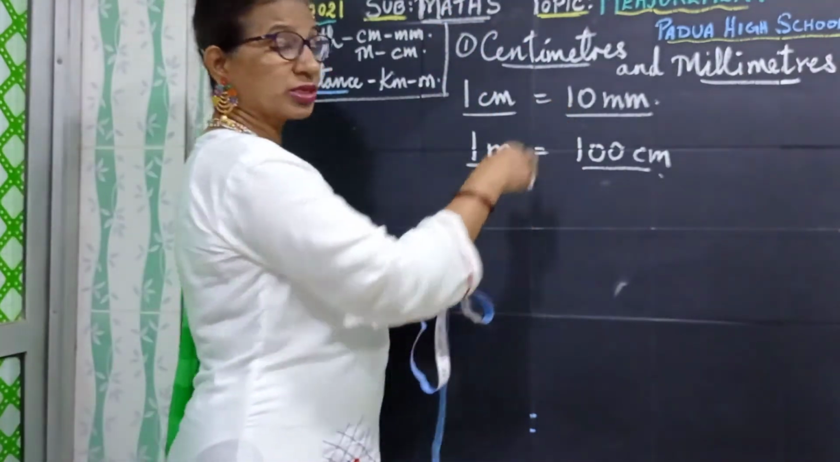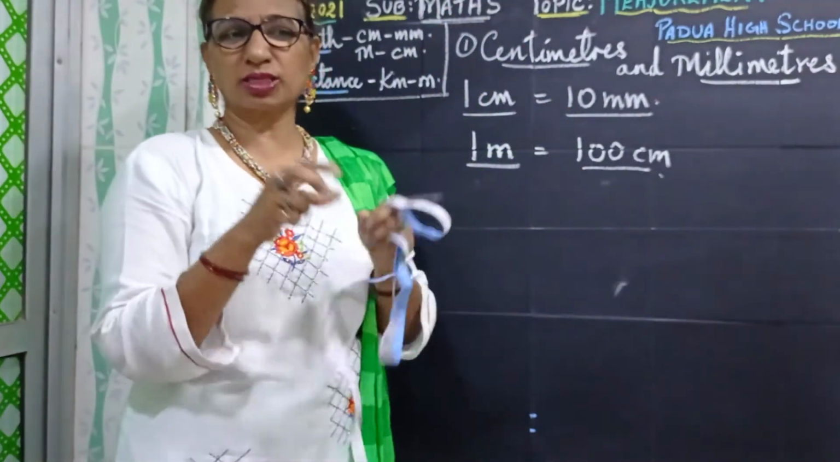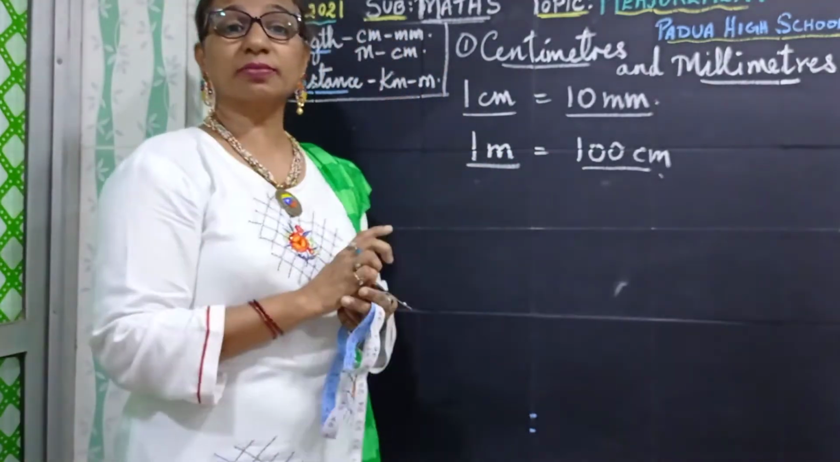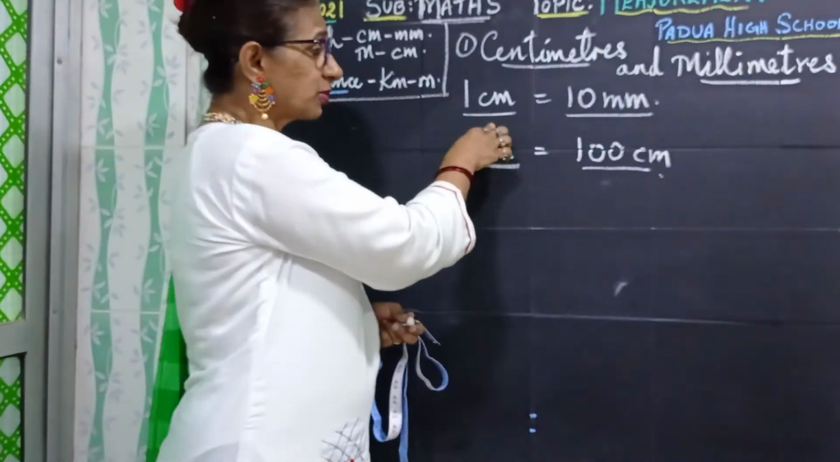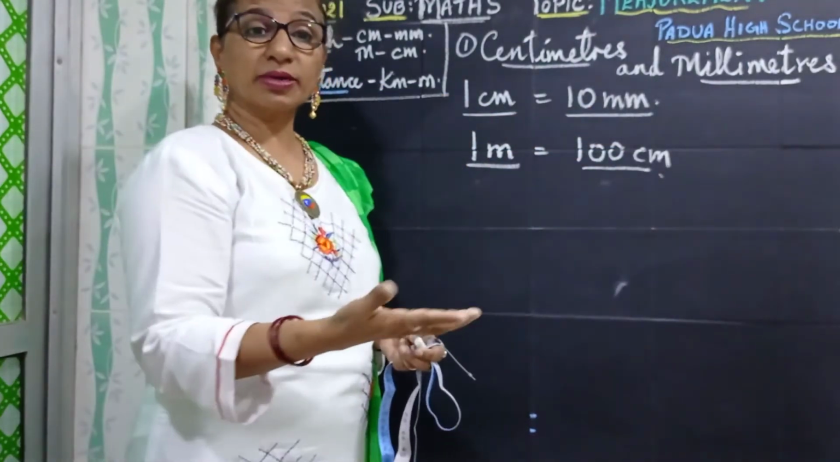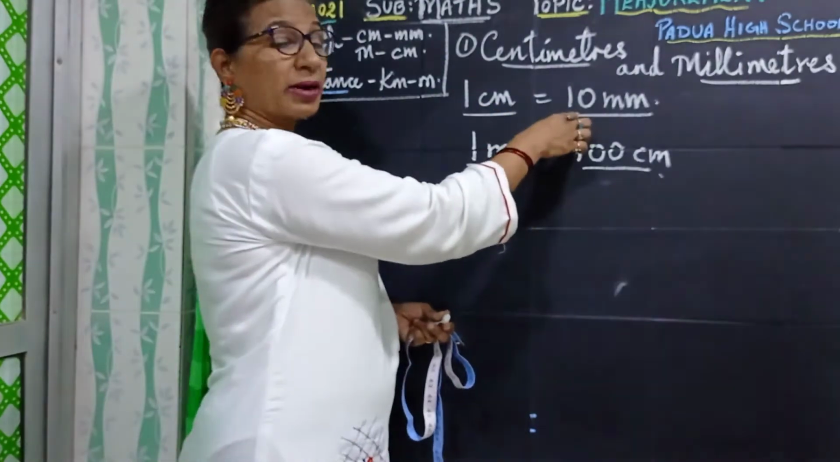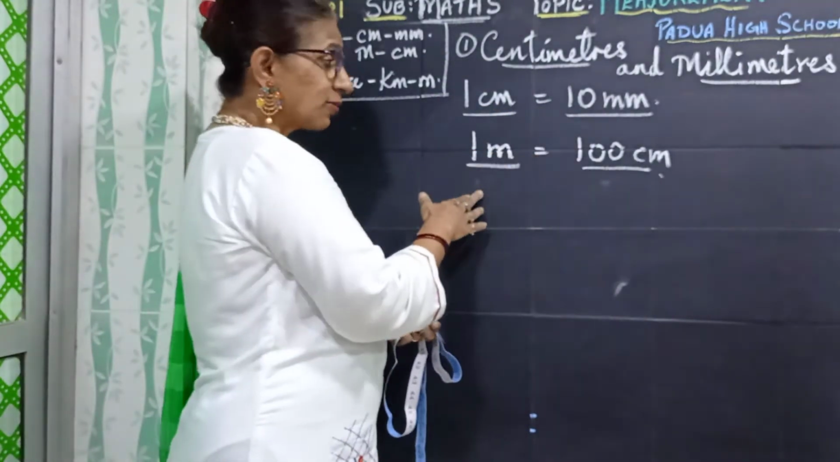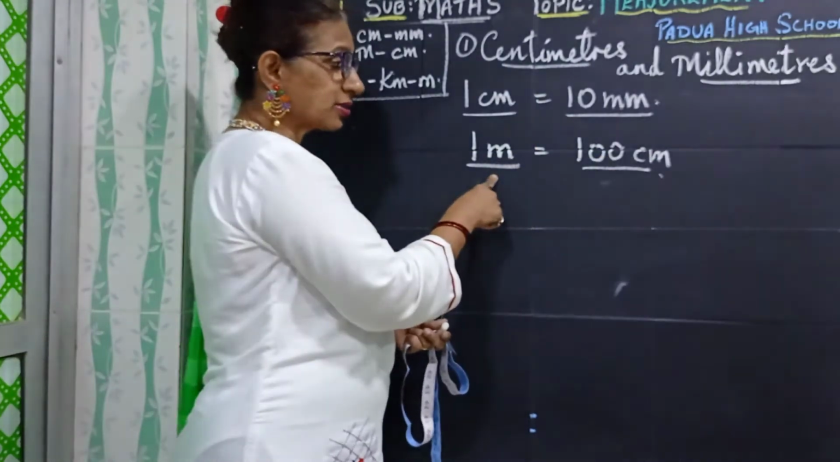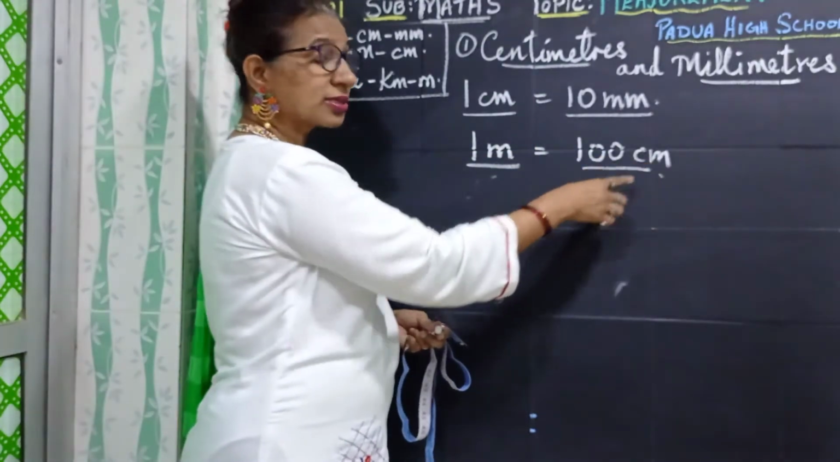Suppose you go to buy a small piece of lace, and you say I want 5 centimeters of lace. 5 centimeters of lace will be how many millimeters? 50 millimeters, because 5 multiplied by 10. Okay, and in the same way for cloth you have to multiply by 100. 1 meter is equal to 100 centimeters.